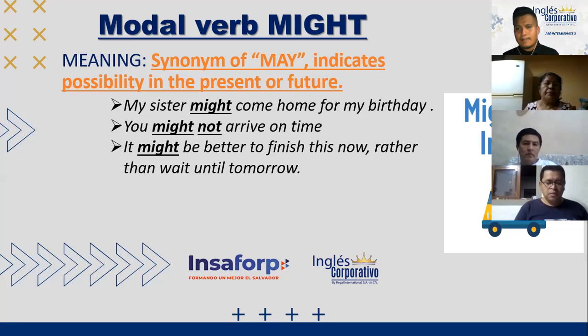Yes? Perfect. So in this one, we do not have an abbreviation to make it negative. What do we do to make it negative? We only add the word not before might, and it will make it negative automatically. So we say, you might not arrive on time.